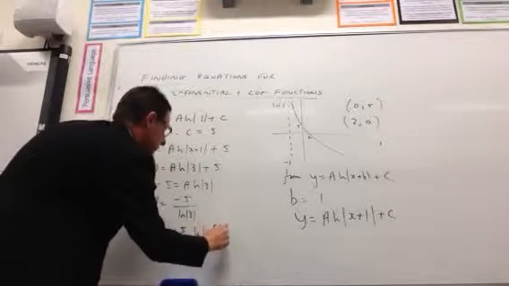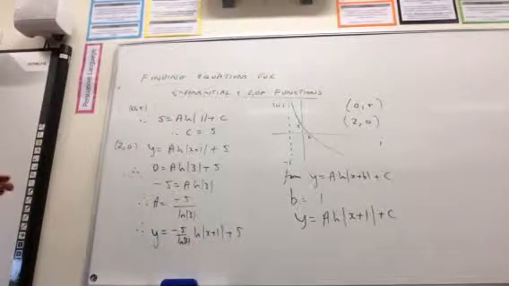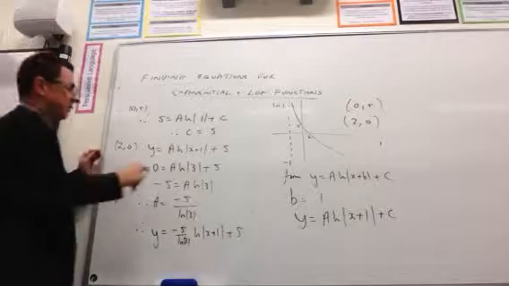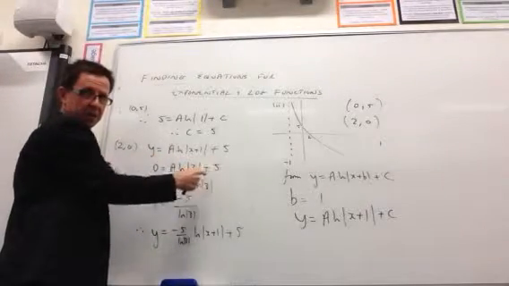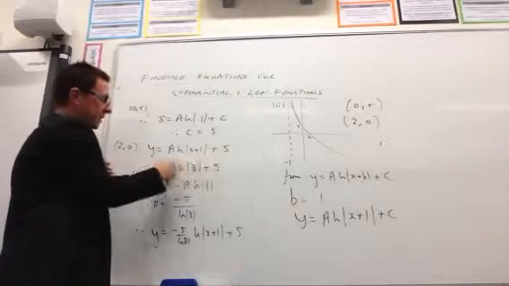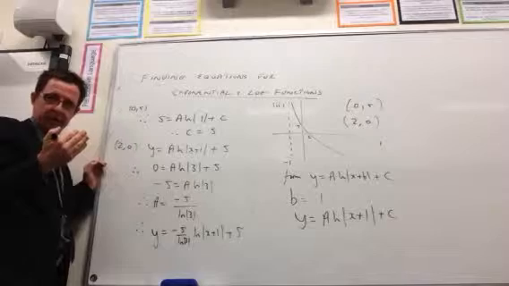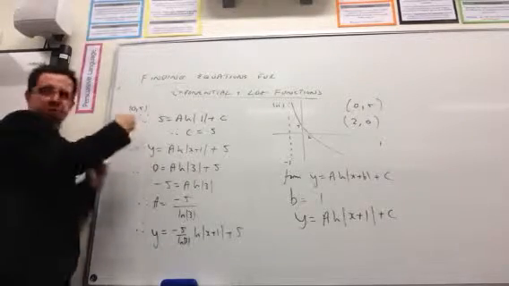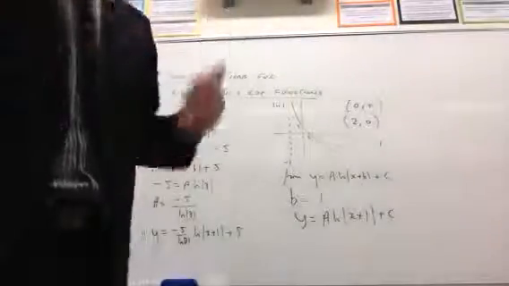If we used 2 and 0 instead of 5 and 0 at the start, it would be messy, wouldn't it? You wouldn't know C. So you'd have C is negative A, so you'd still have 2 unknowns. It's okay, but once you've got 2 bits of information, you need to sub both in. You get yourself 2 equations.